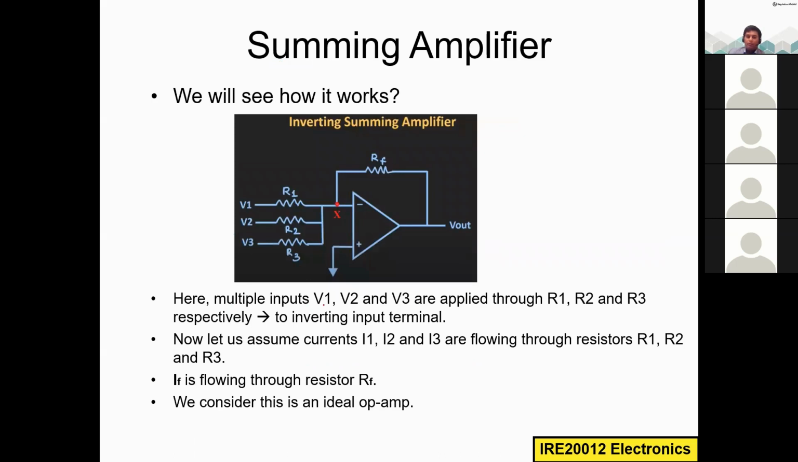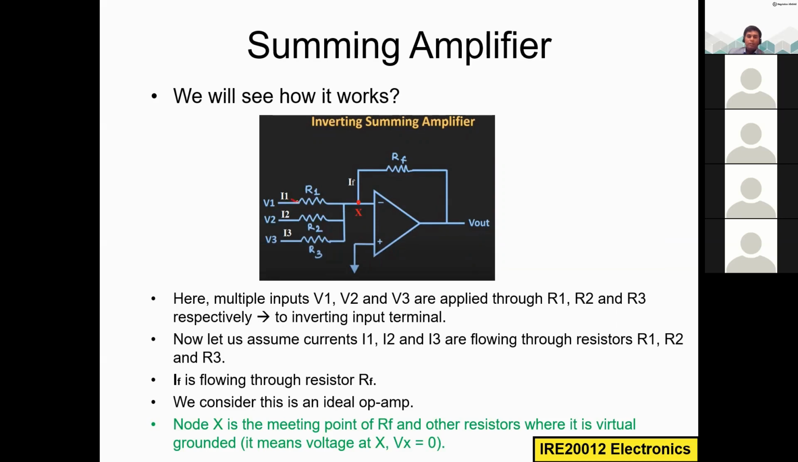As I said, multiple inputs V1, V2 and V3 are applied through R1, R2 and R3 respectively. Now let us assume currents I1, I2, I3 are flowing through these resistors R1, R2 and R3. So I1 is flowing through this input resistor R1, and here the input voltage is V1. Here the input voltage is V2, current I2 is flowing through this R2 resistor, and current I3 is flowing through this resistor R3. So we have V1, V2, V3. And here we have the node. This is the node X, where there is a meeting point of the input resistors and the feedback resistor.